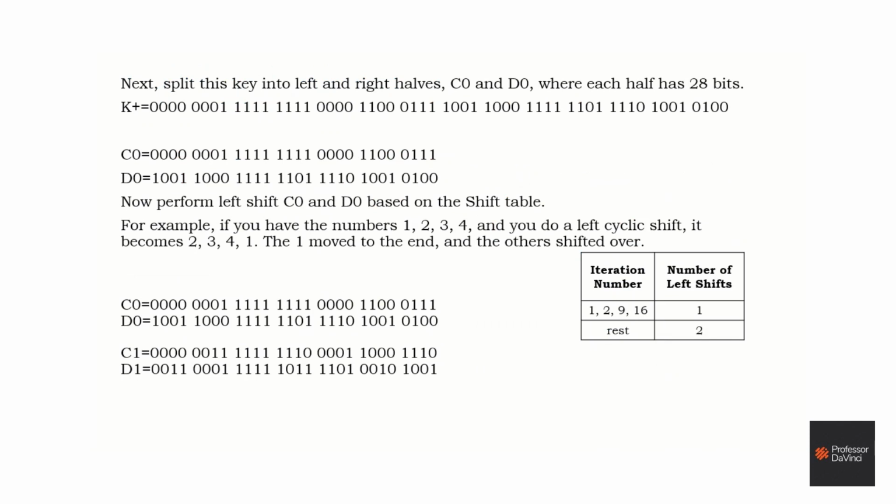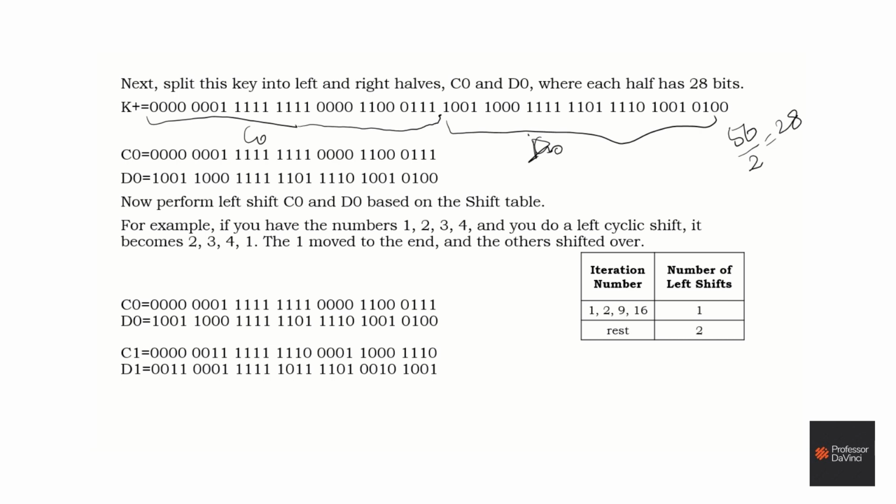The next step is to split this key into left and right halves, say C0 and D0, where each half has 28 bits. So 56 bits divided by 2, because we are going to split into two halves, will yield 28 bits. This is the first half of K plus, C0, and this is the second half, D0.